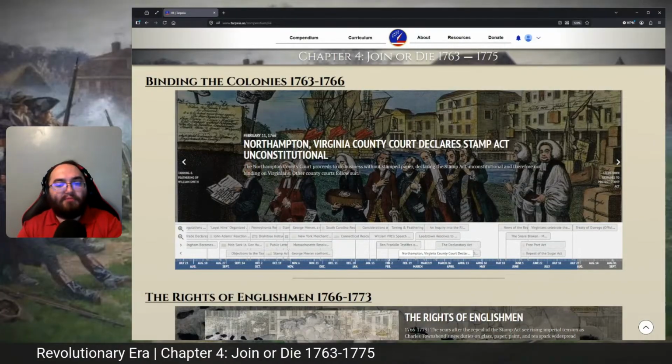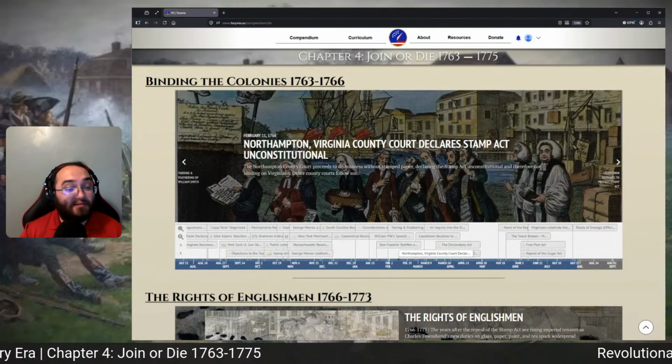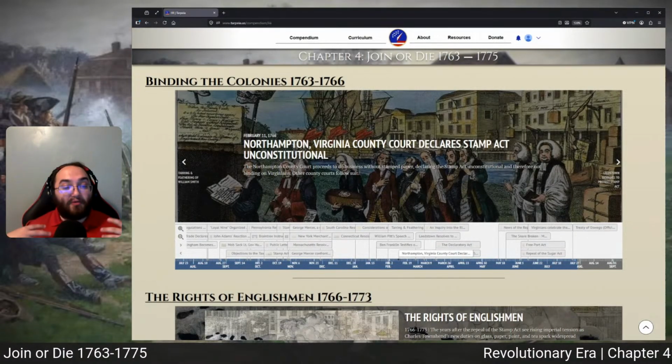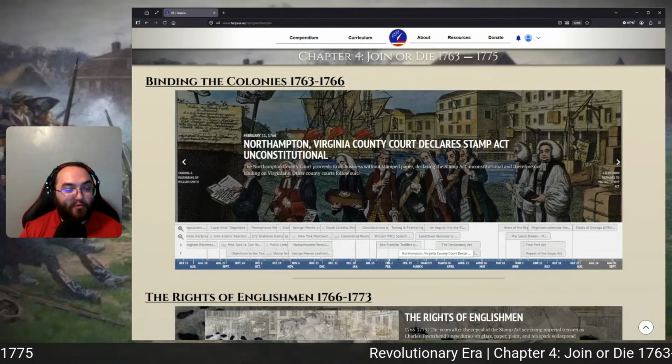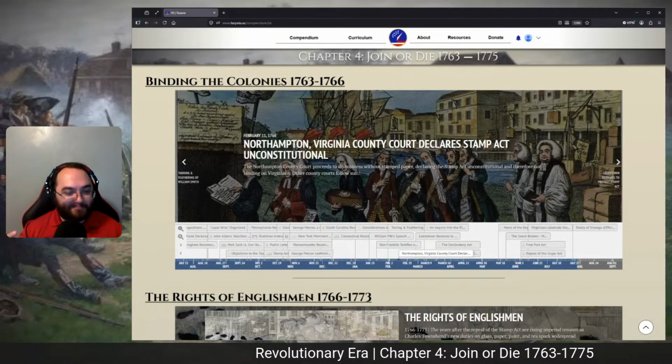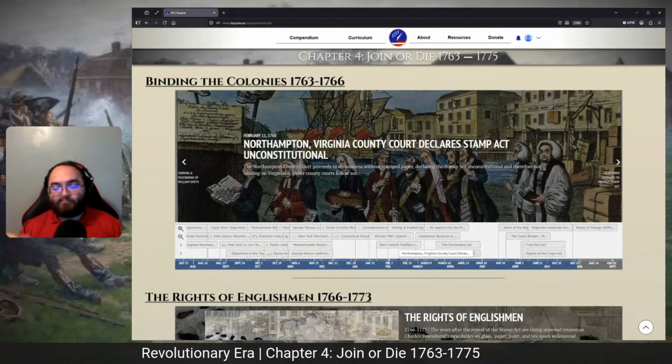Northampton, Virginia, County Court declares the Stamp Act unconstitutional. So you have a lot of local effort in order to push back against Parliament.